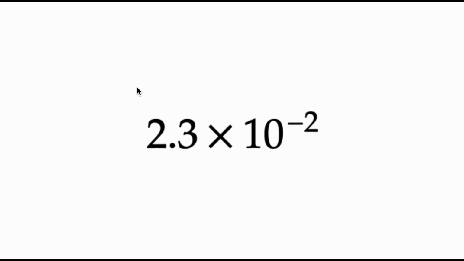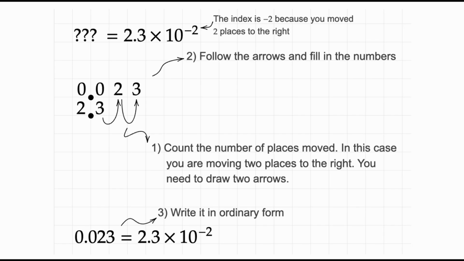Now, can you write this number, 2.3 times 10 to the minus 2, in ordinary form? Pause the video if you want to work this out. So for this question, you're going to need to work backwards. So we start with a question mark. It's the same as 2.3 times 10 to the power of minus 2. We know from before that if it's a minus, we're moving to the right, and if it's 2, we're moving 2 places. So let's write the 2.3 down here and draw our arrows.